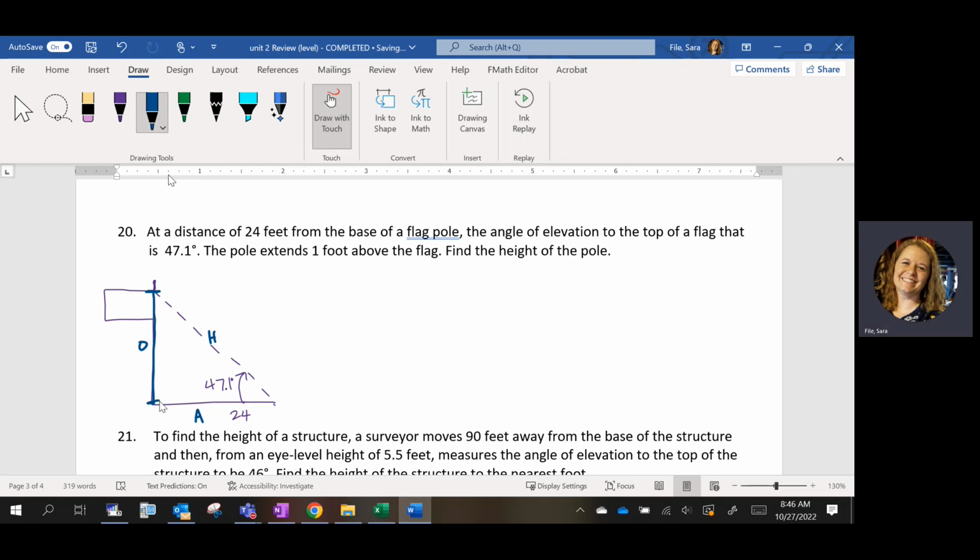So when we find this opposite side, what are we going to have to do at the end? Yeah, we're just going to have to add one because the pole extends 1 foot above the flag. So at the end of our problem, after we do our trig to find this opposite side of the triangle, we just have to add 1 to it for our answer.